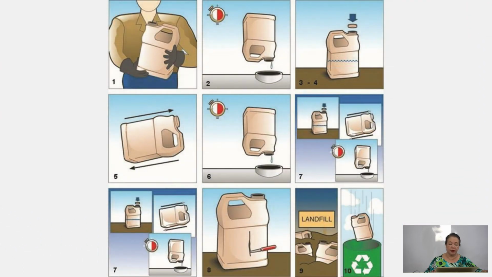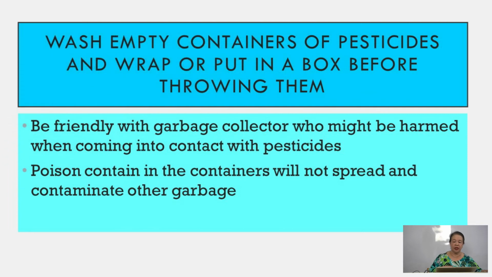So this is the proper way of how to empty the container of pesticides. Wash empty containers of pesticides and wrap them or put them in a box before throwing them. Being a responsible user of these harmful chemicals, we have to dispose of it also responsibly so that it will not cause harm to other people and to the environment.